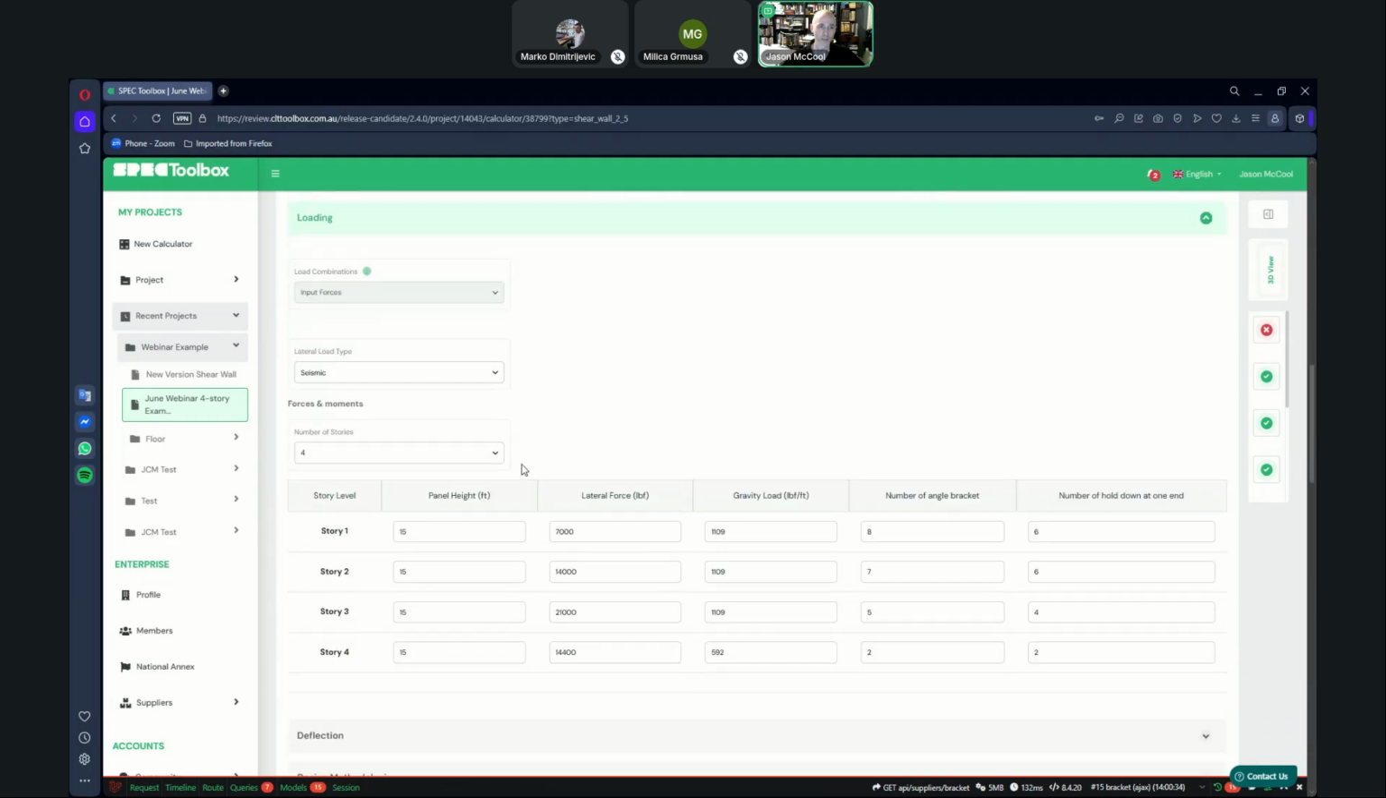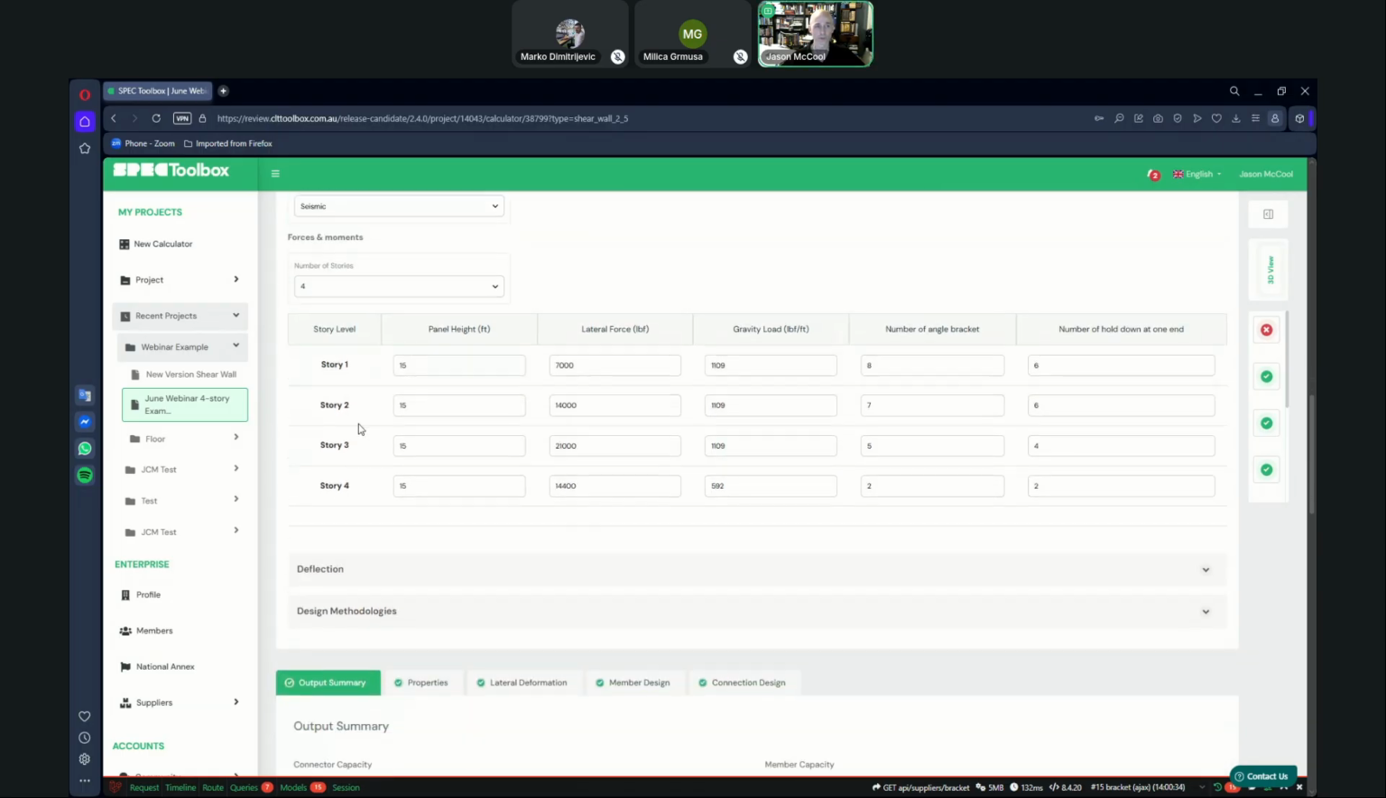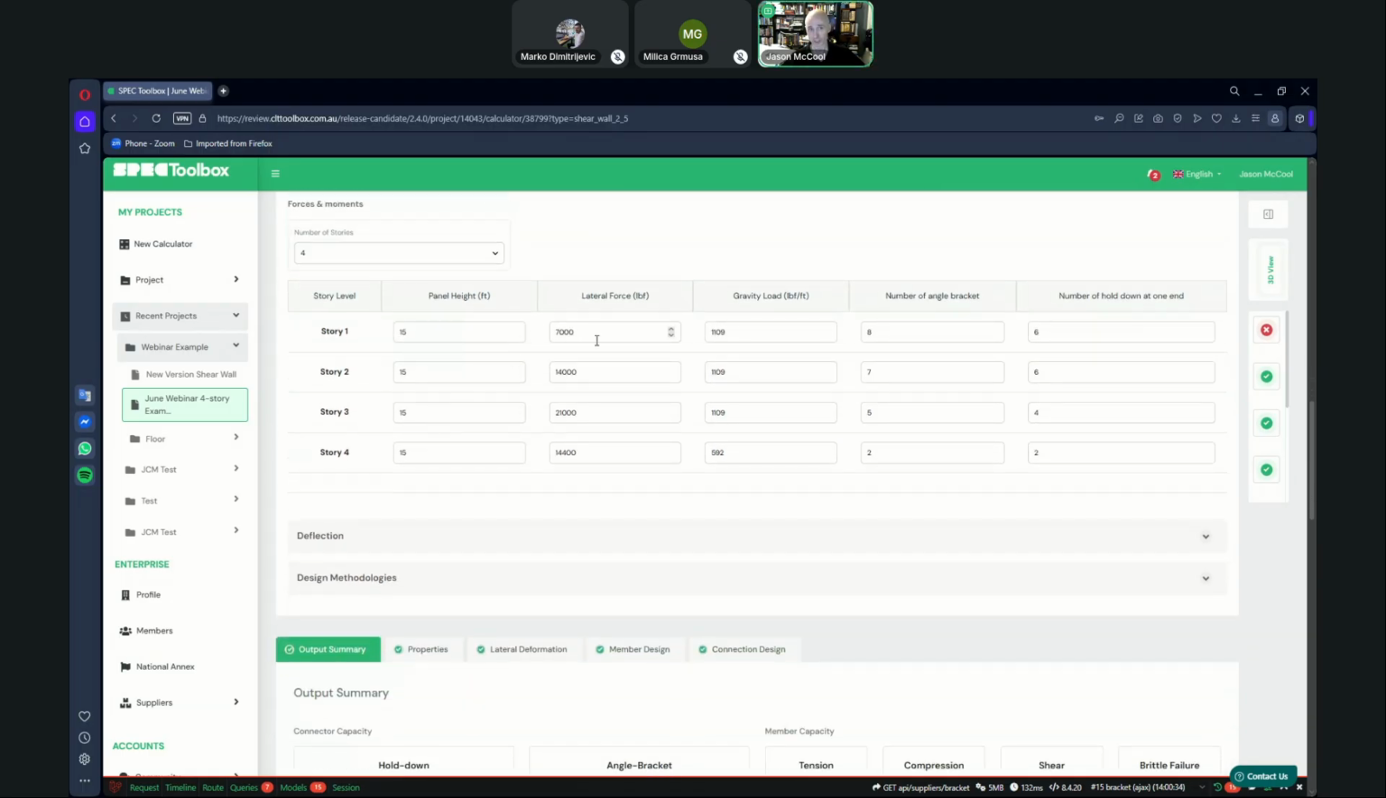And then for my loading, seismic, 4 stories. So putting in floor to floor height, my forces at each level that I showed you earlier from the equivalent lateral force distribution. And then it's going to tally these up for that storey shear. Then I came up with these gravity loads at my floor levels and roof. I'm putting in 8 brackets at the base of each wall on the first floor, and then I can pull back a little bit on that next floor, and then go down to 5, and then finally down to 2.